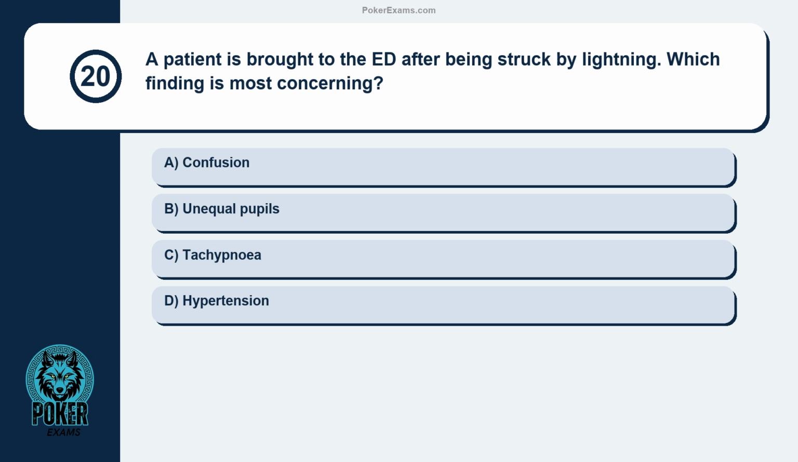Question 20. A patient is brought to the ED after being struck by lightning. Which finding is most concerning? Confusion, unequal pupils, tachypnea, hypertension.